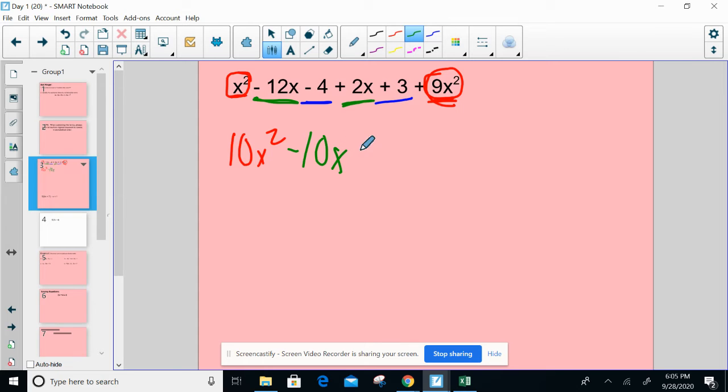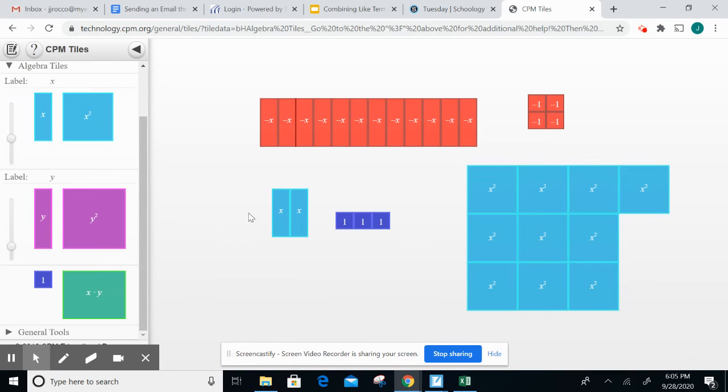And we cannot combine those things. Let's go back to the tiles real quick. Take these two, pair them up, a minus and a plus, they disappear. All four of these would disappear because a plus and a negative cancel each other out. Count them up, you have negative 10x left.